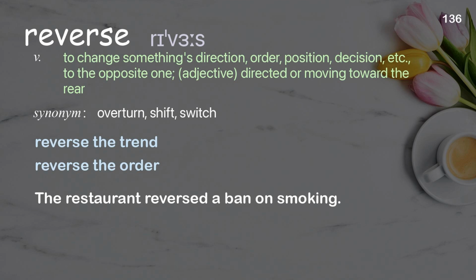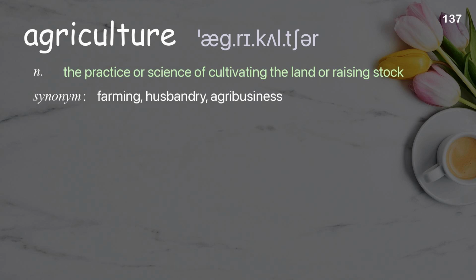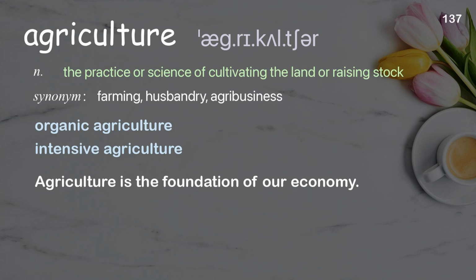Agriculture. The practice or science of cultivating the land or raising stock. Examples: organic agriculture, intensive agriculture. Agriculture is the foundation of our economy.